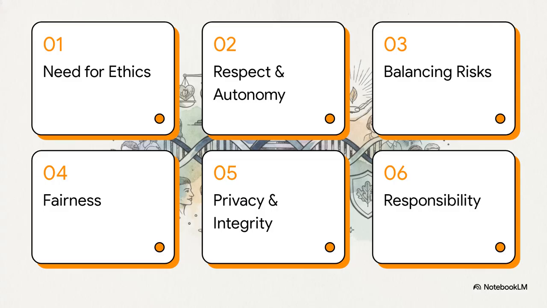To help guide us through all of this, we've got a really clear agenda for today's explainer. We're going to cover the fundamental need for ethics, then look at respect and autonomy, balancing risks, fairness, privacy, and integrity, and finally, our broader responsibility to society. So, let's get right to it.